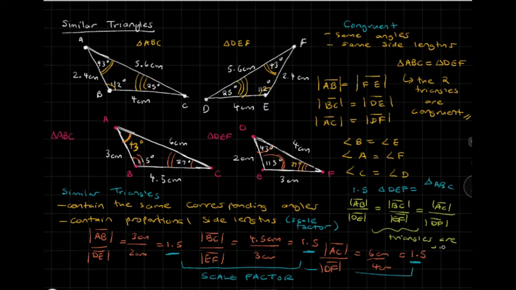Okay, so this is the idea, and we're going to look at some questions to emphasize this topic. If triangles don't fit in the realm of being congruent or similar, then we just say that they're neither. Okay, so let's take a look at some examples of this.